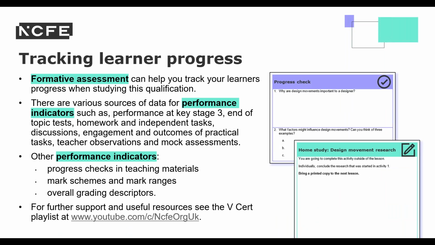There are also resources that can be used as performance indicators such as progress checks in the teaching materials, sample assessment materials using the EA mark scheme and the NEA mark ranges and descriptors. It is worth noting that the range of marks in the mark schemes could also be a performance indicator. For example, as a guide, 7 to 12 marks would be a distinction, strong level 2, merit. 4 to 6 marks would be a merit, strong level 2 pass, and 0 to 3 marks would be in the level 1 range.